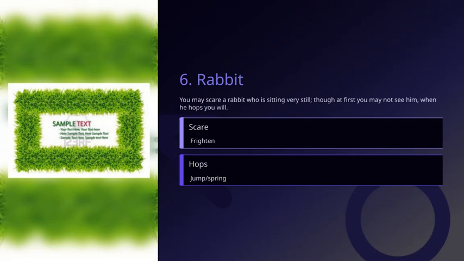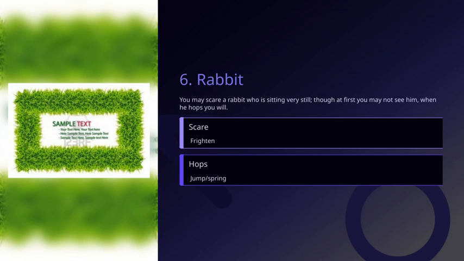Now let's talk about rabbits. You might not notice a rabbit at first because it often sits very still, blending into its surroundings. But here's an interesting point. If you try to scare it, you'll see how it reacts. When a rabbit is frightened, it reacts quickly. Sometimes it hops away suddenly or jumps into the air. The words scare and frighten capture that initial reaction of surprise or fear. And the key movement here is hops, a rabbit's typical way of moving when it's startled.